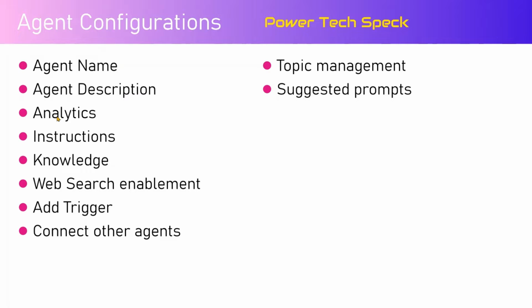name, agent description. You can view the analytics, you can set the instructions for the agent, you can set up knowledge sources. So knowledge source is now part of the entire overview setting through which you can add various knowledge sources. Web search enablement, so if you want to enable the web search, if your LLM is not able to provide an answer with regards to a specific topic, or maybe you do not have a custom topic defined for a specific request, then you can enable web search to get more information and a proper response. You can add a trigger, you can connect other agents, topic management, you can suggest prompts.